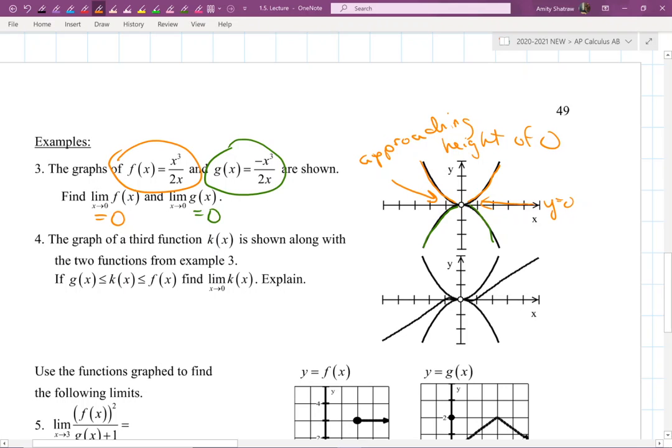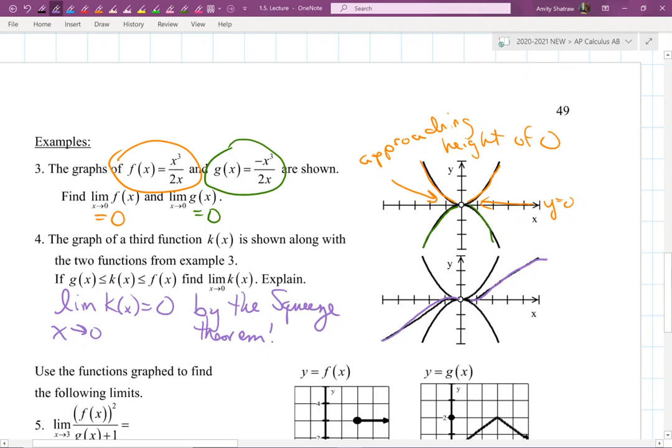It says the graph of that third function, and we're going to call it k of x. And I'm going to make it pretty. Look at how pretty it is. Purple. Ooh. K of x is shown along with the two functions from example 3, and we're saying that if g of x has k of x sandwiched with it, with f of x on the other side, then we can find that limit. Ready? The limit as x approaches 0 of k of x is going to be 0, and this is how we say why. Ready? By the squeeze theorem.